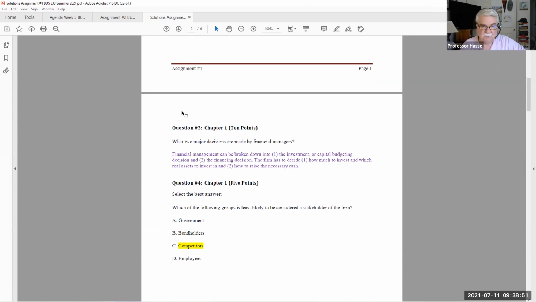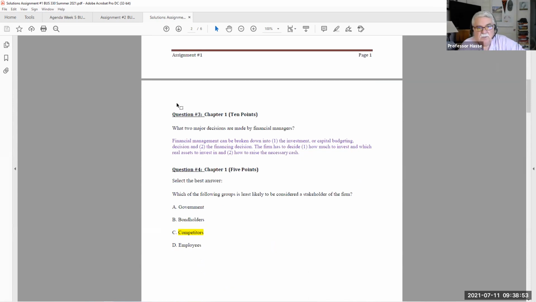One area where some of us missed was: what are the 2 major decisions made by financial managers? This is taken right out of our text and our lectures. Basically, it's investment and financing. Where to invest our capital, number 1, and how to finance it. Where's the money going to come from? Borrowing, issuing stock, profits. Those are the 2 main decisions that financial managers have to make.